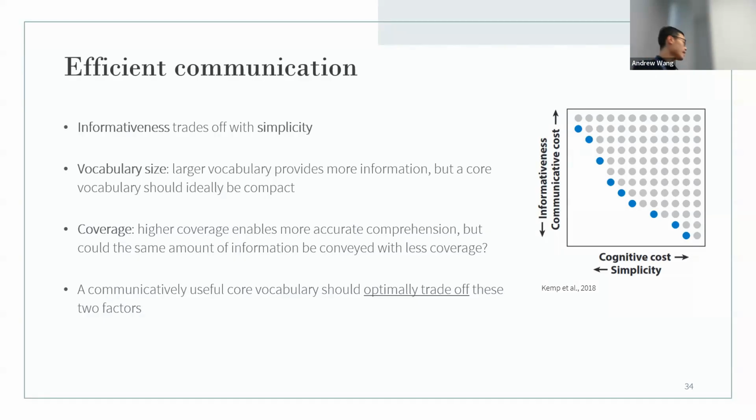But then if you could understand less of a text and still get by with the same amount of information, if you could get the same amount of information from a lower amount of coverage, that would also be more efficient. So we're measuring the trade-offs between informativeness and simplicity in terms of vocabulary size and coverage. And so core vocabulary that is communicatively useful should be communicatively efficient in terms of optimally trading off these two competing factors of informativeness and simplicity.